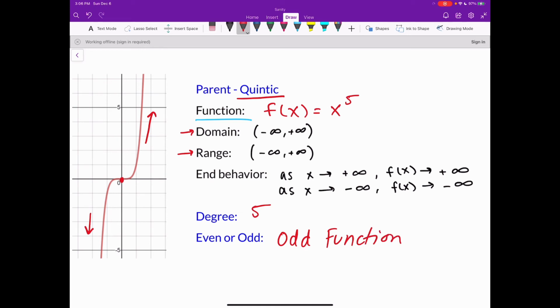Okay, that was the quintic. If you're dealing with any other parent functions like f of x equals x to the 6th power, or f of x equals x to the 10th power, we don't have any fancy names for those. We just say the 6th degree polynomial. So quintic, quartic, cubic, quadratic, and linear are the basic ones that we're going to discuss. So anything with degrees 1 through 5.